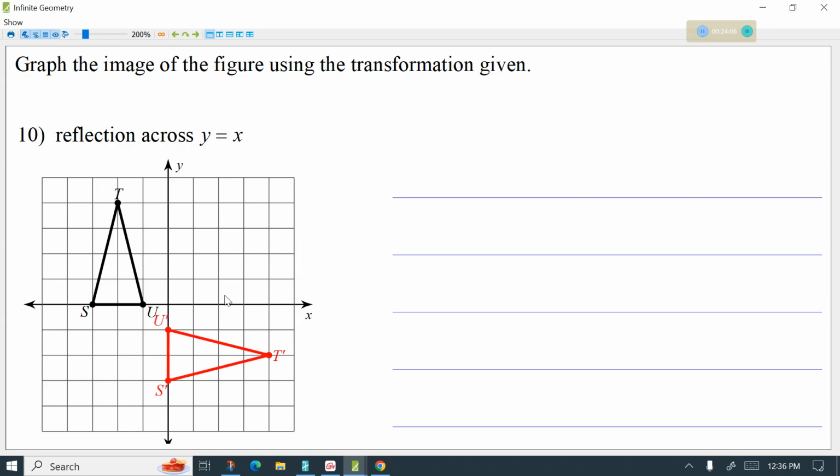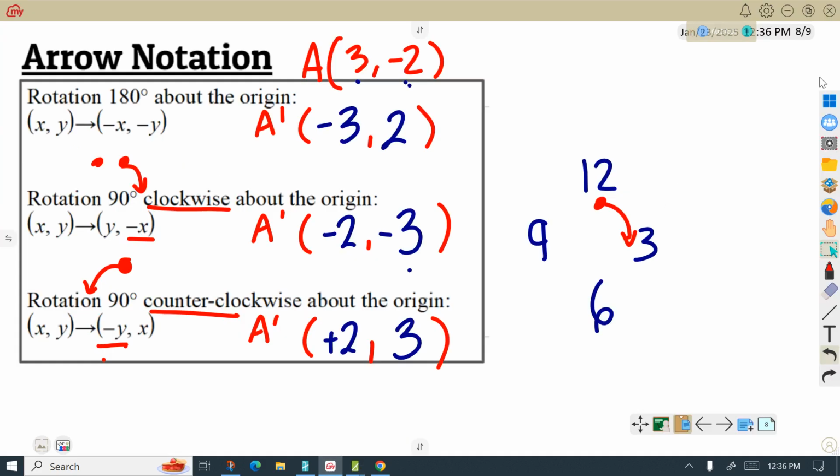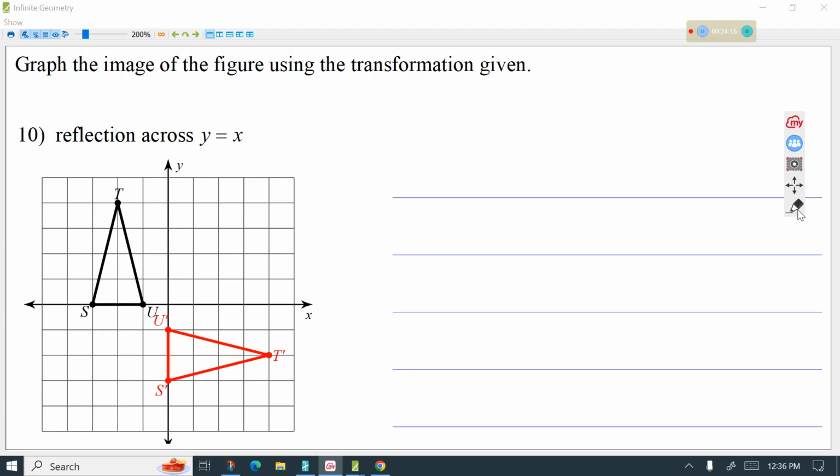All right, the answer is like this. So as we see, if we draw a line going straight this way, our y equals x, we will have our points reflected exactly like this. So let's take a look at what it looks like. Like I said, this is the line y equals x. It's going over 1, up 1 every time.